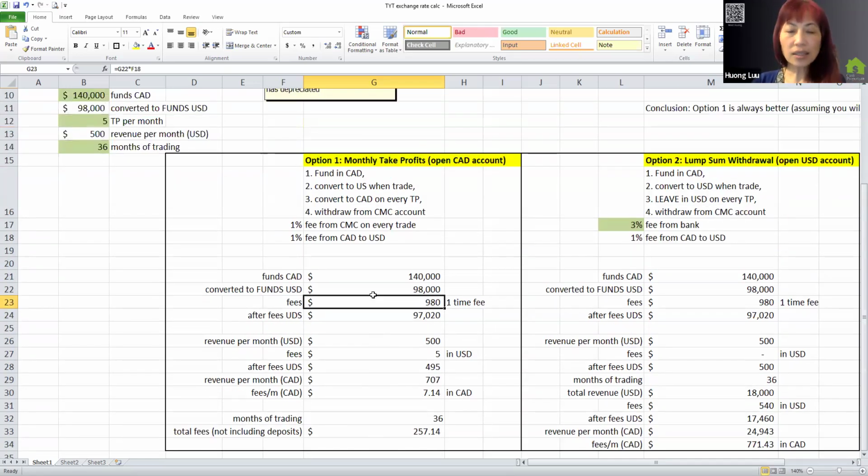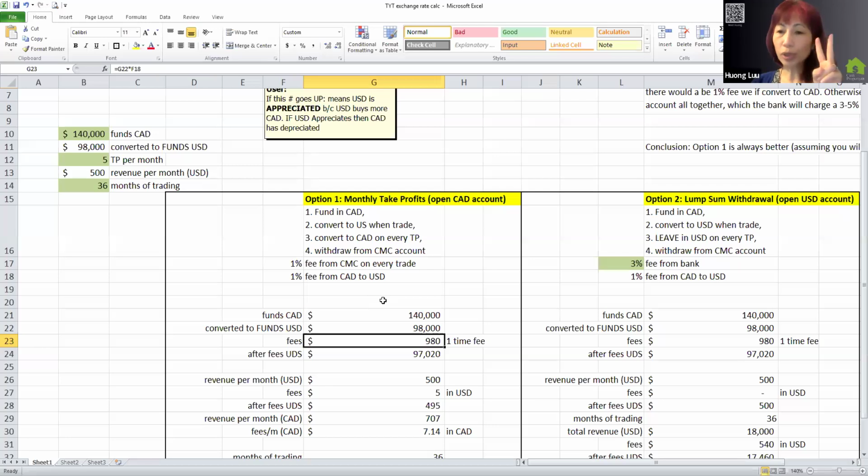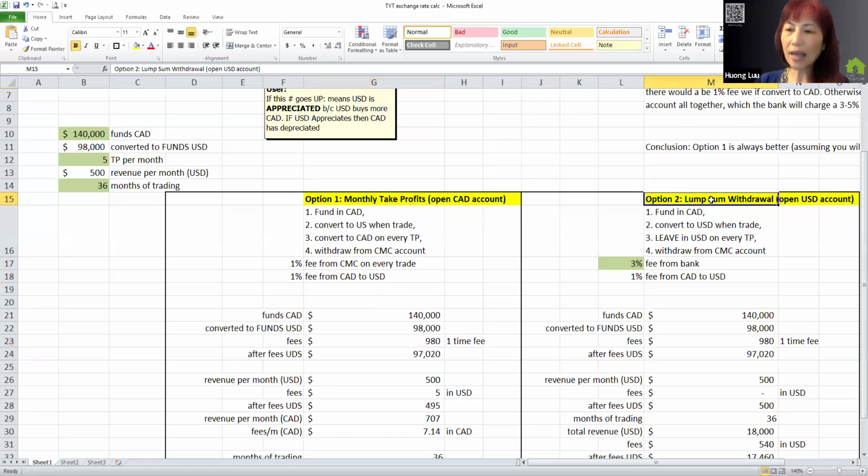So let's run this now with option two, which is looking at what if I was to leave the funds in US dollars after every take profit? So I'm not going to be converting it to Canadian after every take profit. It stays in US and it builds up, builds up, builds up. I don't withdraw anything. And at the end of the 3 years, that's when I would be looking at withdrawing something. And the 3 years is just a fictitious number I've pulled out just to say, hey, what do the numbers look like?